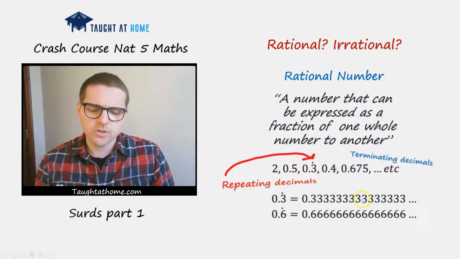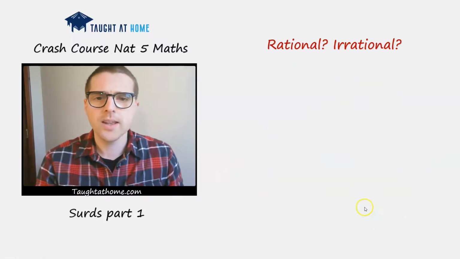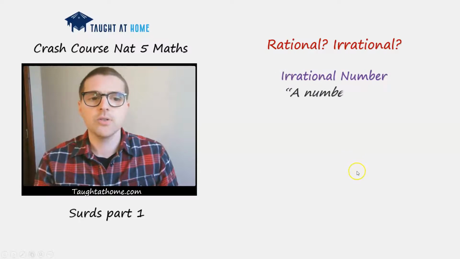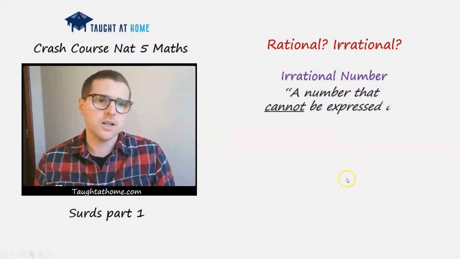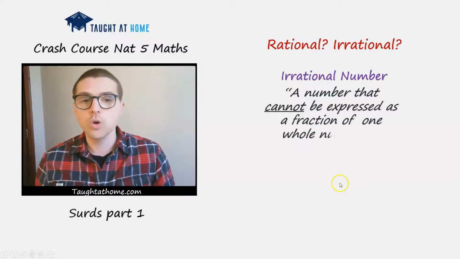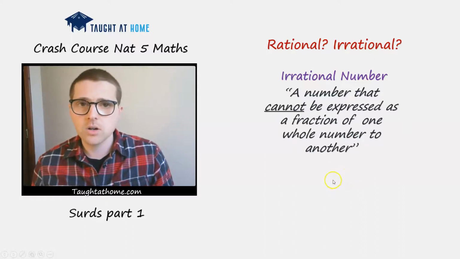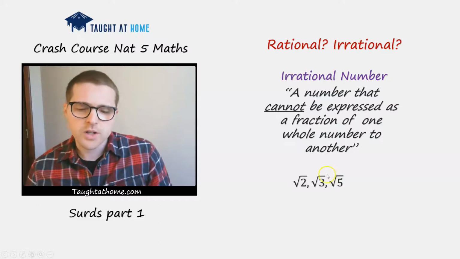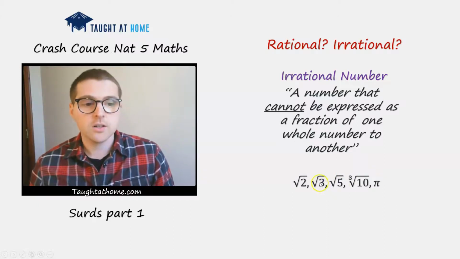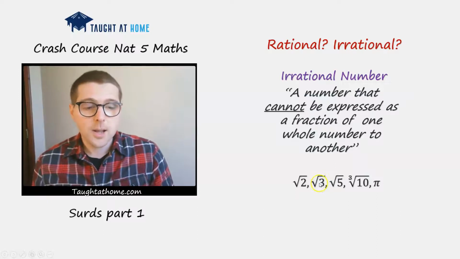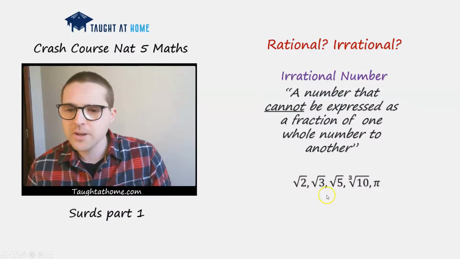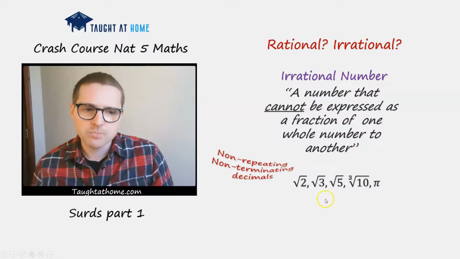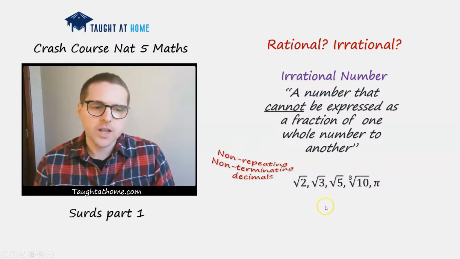So that's what a rational number is. So how about an irrational number? Well, an irrational number is therefore a number that cannot be expressed as a fraction of one whole number to another. It is not a ratio of two integers. Examples of this include square root of 2, the square root of 5, cube root of 10, and famously pi. And if you remember your pi, we know that these are non-repeating, non-terminating decimals because it continues forever.